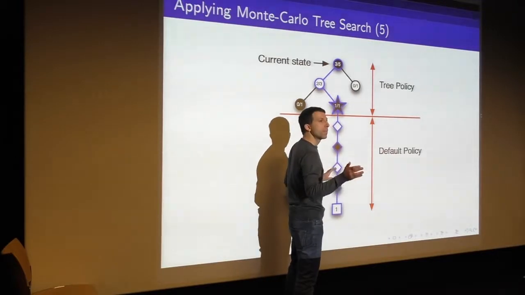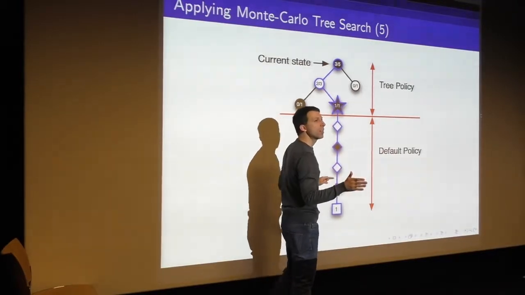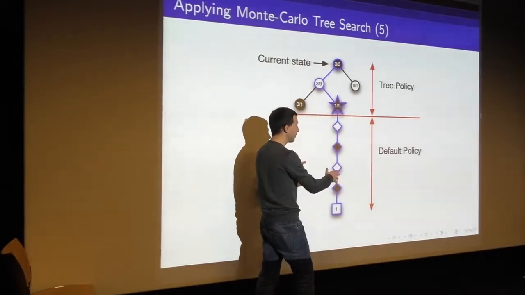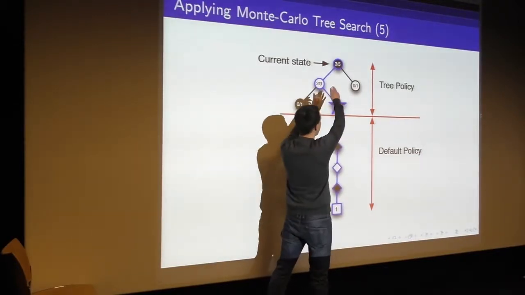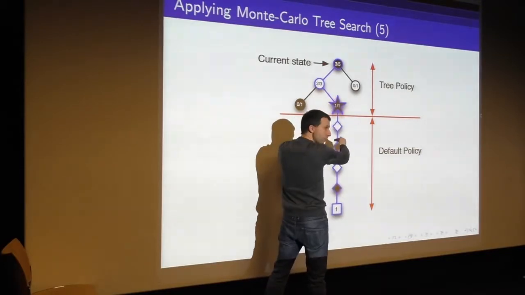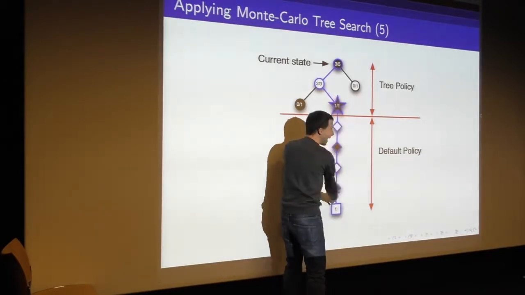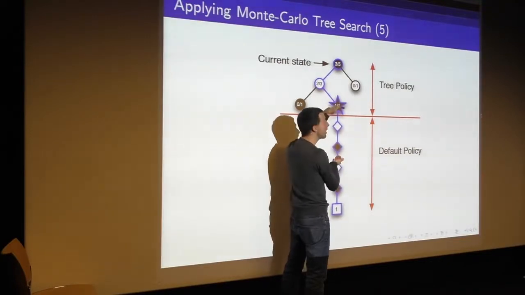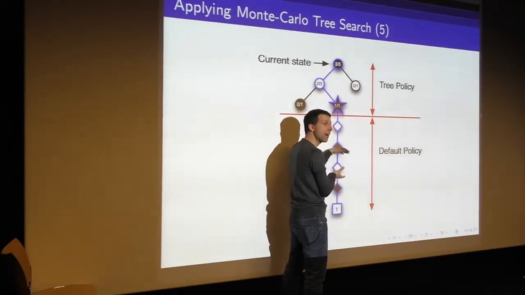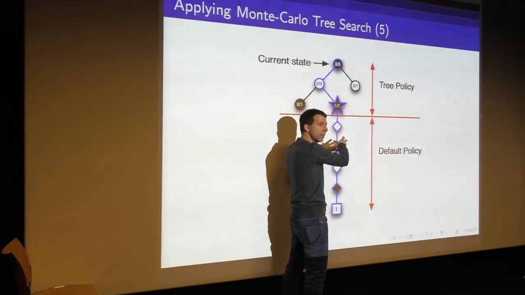But how realistic is that? There are many alternatives, and it might be that you miss some information here. But the good news is that over time, we're just going to develop the tree further and further. This thing is just acting as a heuristic to guide us towards the best parts of the space, and eventually it gets replaced by the real information in the tree.